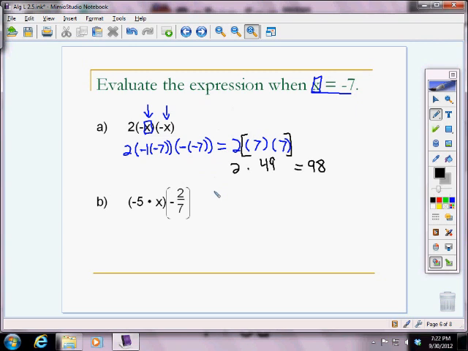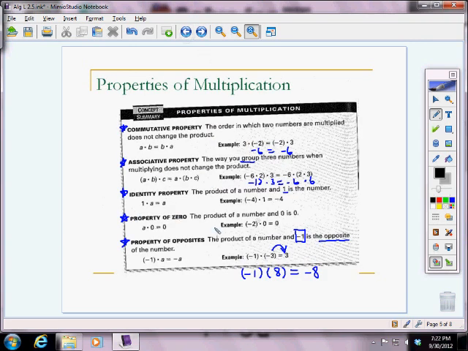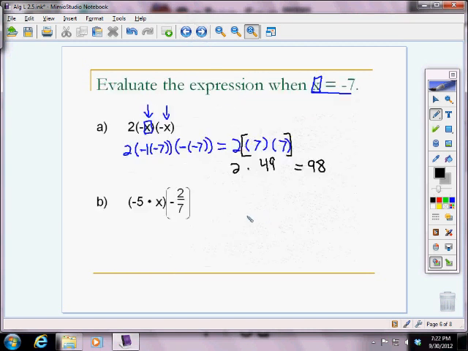Okay, so if you put in some grouping symbols, like I put in the brackets here, that's the associative property. Just be aware that we might do these things anyway, but there's a property that says it's okay to do them. And that's what these properties do. They allow us to manipulate numbers to make it easier for us to evaluate them. Looking at this next example here, it says the quantity negative 5 times x times negative 2/7. Okay, again, we're going to substitute negative 7 in for wherever we see an x. So this is negative 5 times, instead of x, I'm going to say negative 7, and then times a negative 2/7.